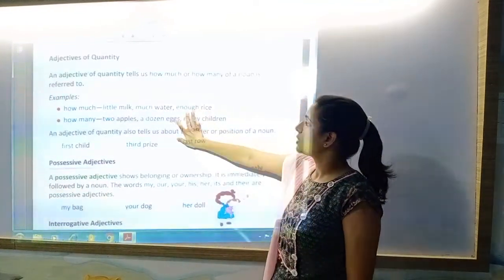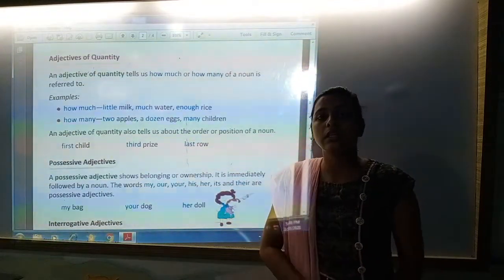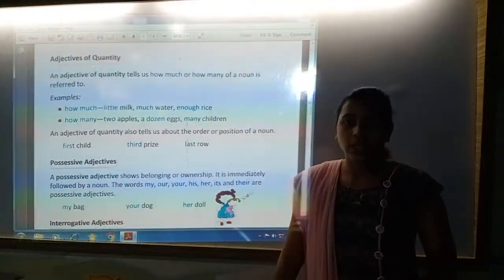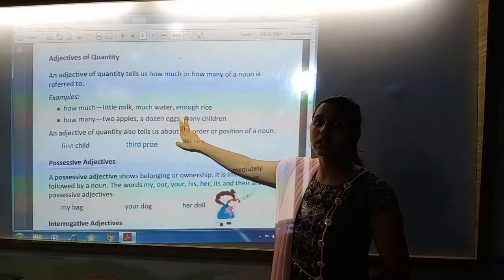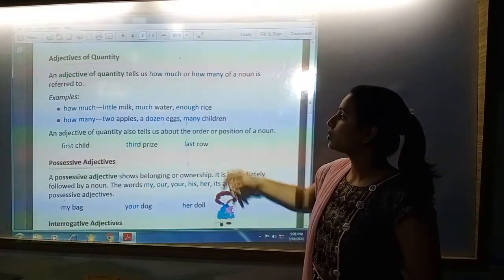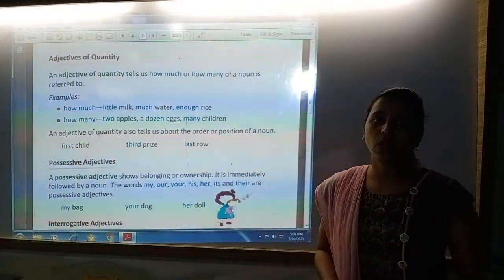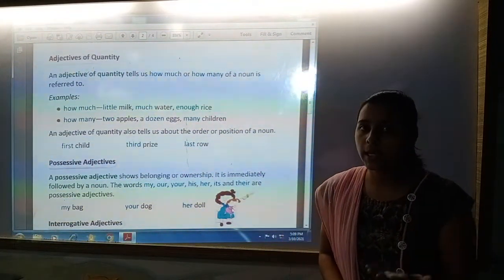So little, much, enough, more. These are the examples of adjective of quantity which you get when you ask how much. And 2, dozen, many, few. These are the examples of adjective of quantity which you will get to know when you ask how many.